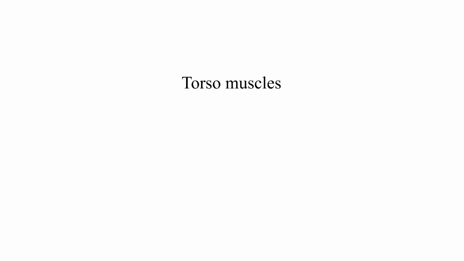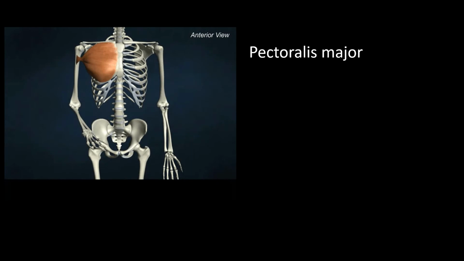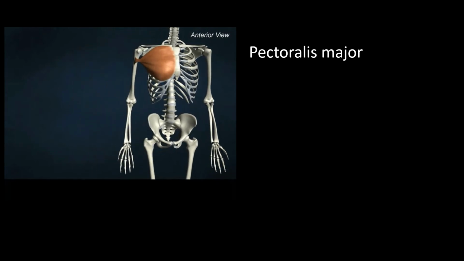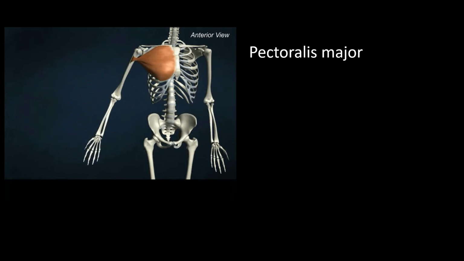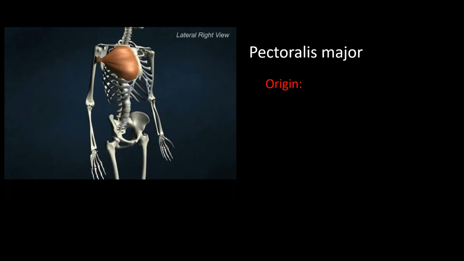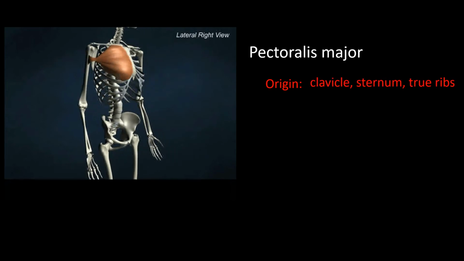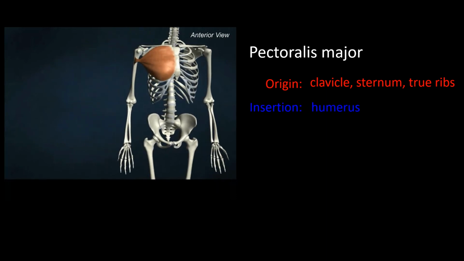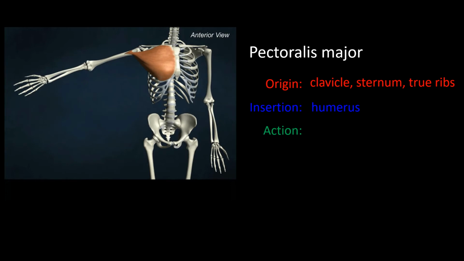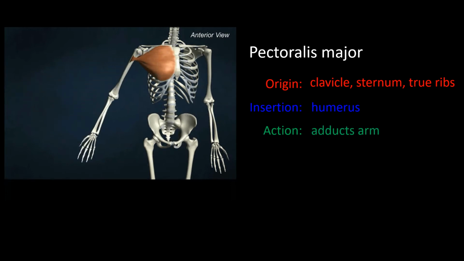The next thing that we're going to cover is the torso muscles. The first muscle we'll take a look at is the pectoralis major, and this is a really massive muscle that has a number of different motions. So we're just going to assign it one major action. The origin of the pectoralis major is the clavicle, the sternum, and the true ribs. The insertion point is on the humerus, and the action is basically going to be to adduct the arm.